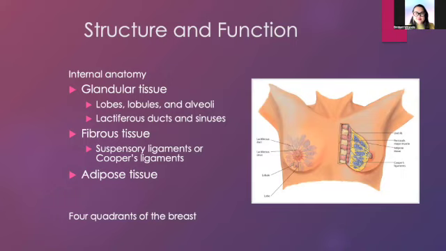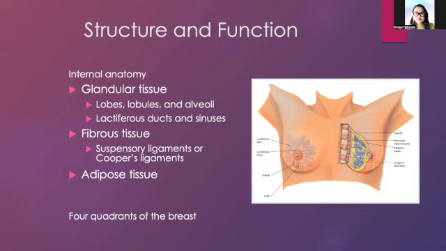Now we're going to move on to the suspensory ligaments. These are also called the Cooper ligaments. They're fibrous connective tissues, and they extend vertically from the skin surface to attach on the chest wall muscles. They support the breast tissue, and that's why as we age, we have a decrease in support of breast tissue, because these ligaments are not as strong.